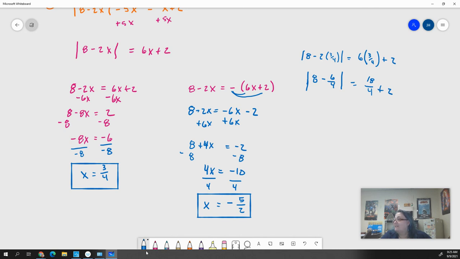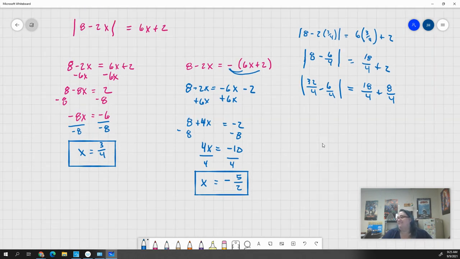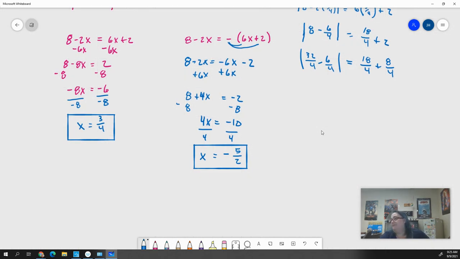Oh my gosh, 8 minus 6/4. What is my common denominator going to be? It's going to be 4. So that's like saying 32/4 minus 6/4 absolute value equals 18/4 plus 8/4. I'm pretty good at this. You'd think I had like a degree. I do. I just like to tell you all the time I'm super proud of it.